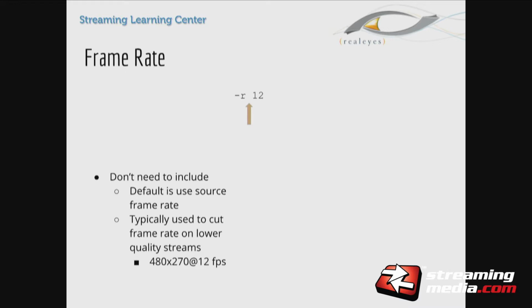Okay, what do you do to change the frame rate? -R is rate, and then just insert the frames per second. If you don't include a -R, it's just going to encode using the input. So if you don't want to change the frame rate, you don't need to worry about the -R command. It's just going to keep whatever the input frame rate was. Typically, you'll use this when you're encoding an encoding ladder, and you've got the lower quality files that might be 480 by 270, and you may want to cut from 24 to 12 or 30 to 15.